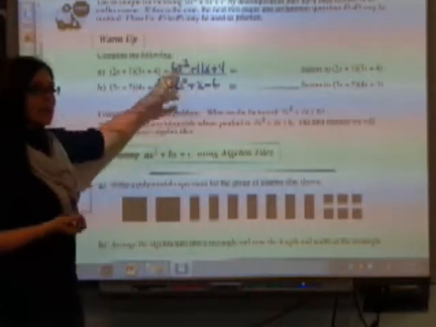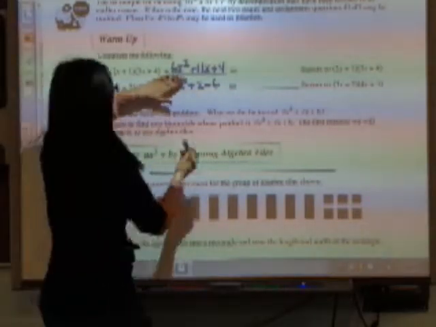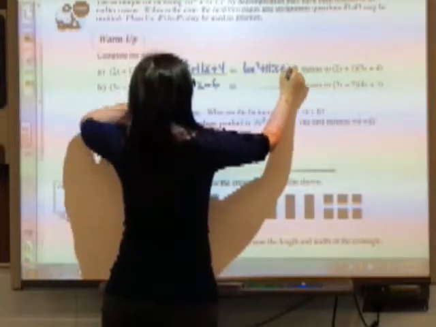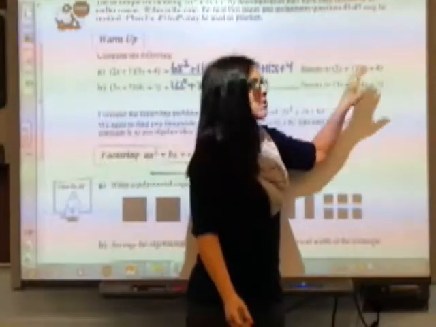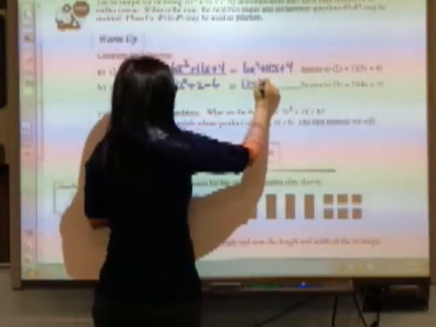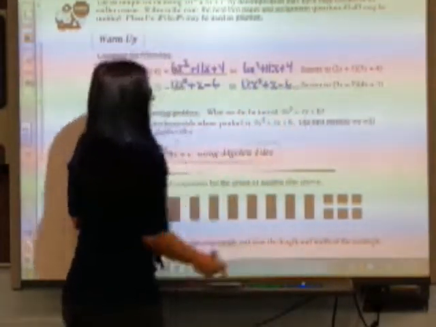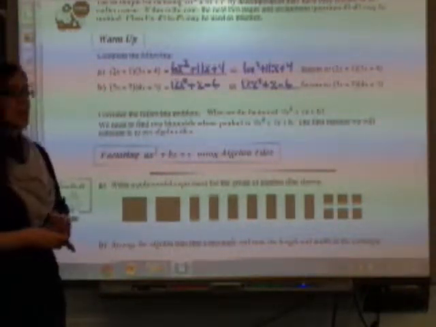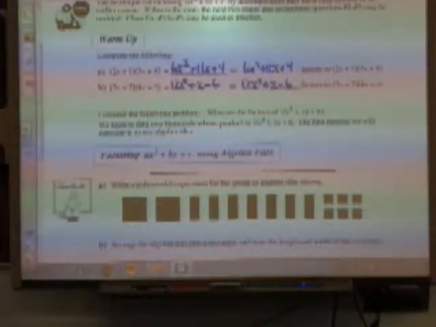So if I expand this out, what it means is if I start off with 6x squared plus 11x plus 4, it will factor down to these two factors. And the same thing here, 12x squared plus x minus 6 will factor to 3x minus 2 and 4x plus 3.